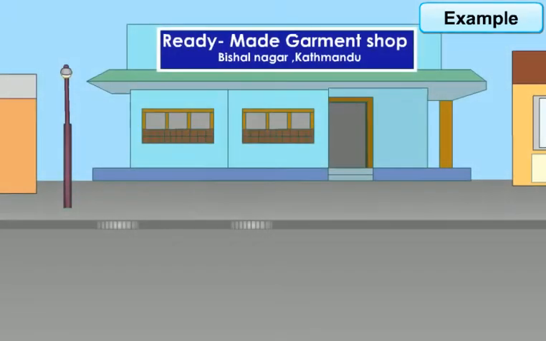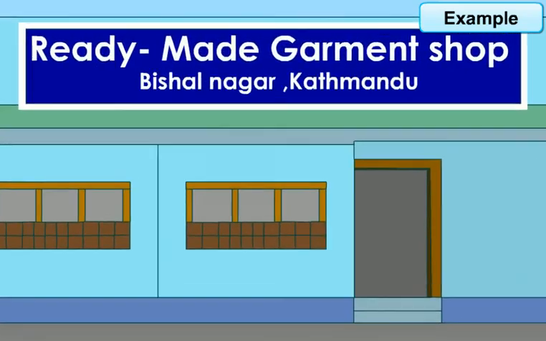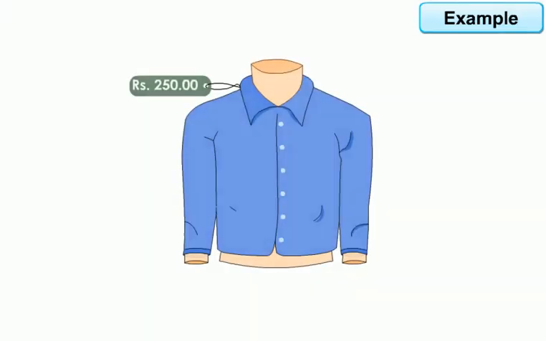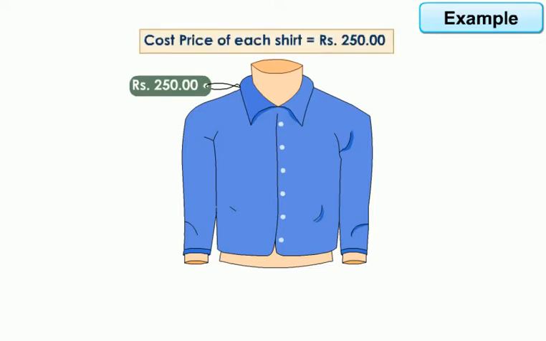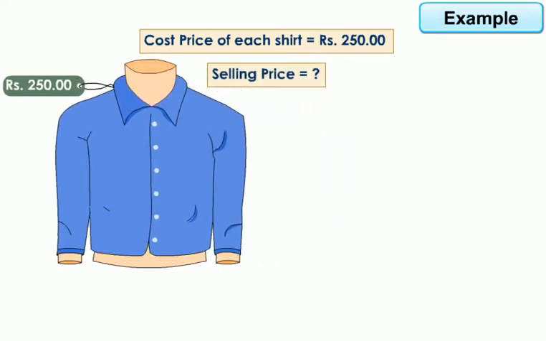Now on to the other example. It reads, a ready-made garment shop has a stock of 100 pieces of shirt bought at rupees 250 each. What would be the selling price of each shirt if the shopkeeper wants to make a profit of 25% on the whole stock?